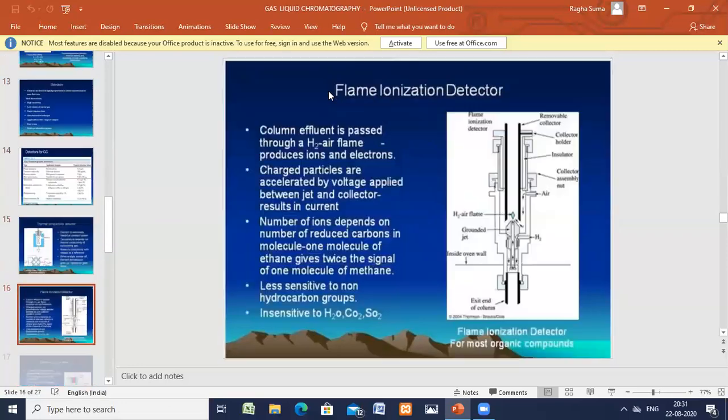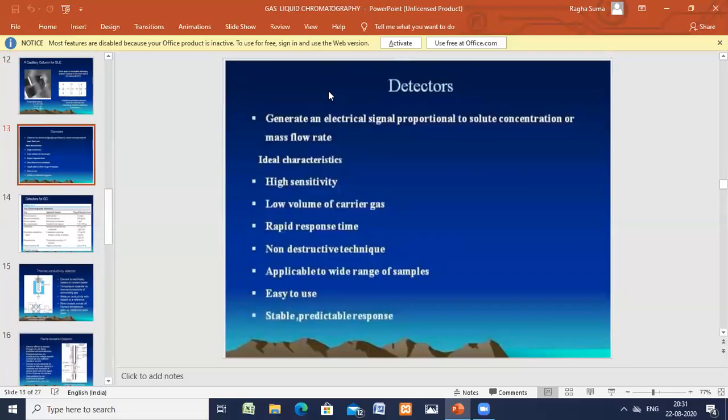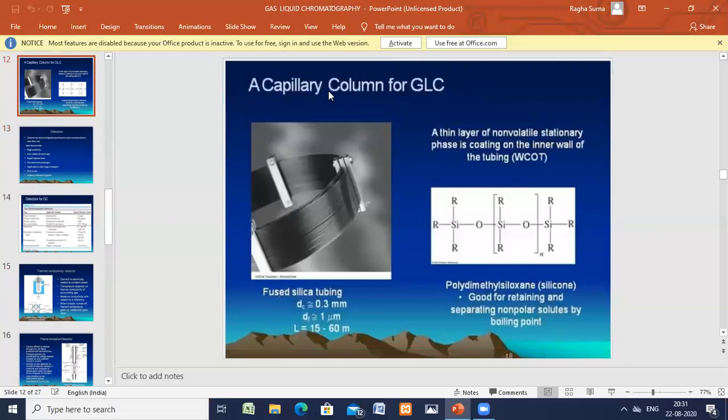Before the detectors, I should give you a brief review. The slide is not here, but after the column, I will explain the stationary phase, then we'll go to the detectors. The stationary support for GLC is generally Celite, Kieselguhr, graphitized carbon, halocarbons, polymeric resins, or glass beads. Such different solid supports can be used in GLC.